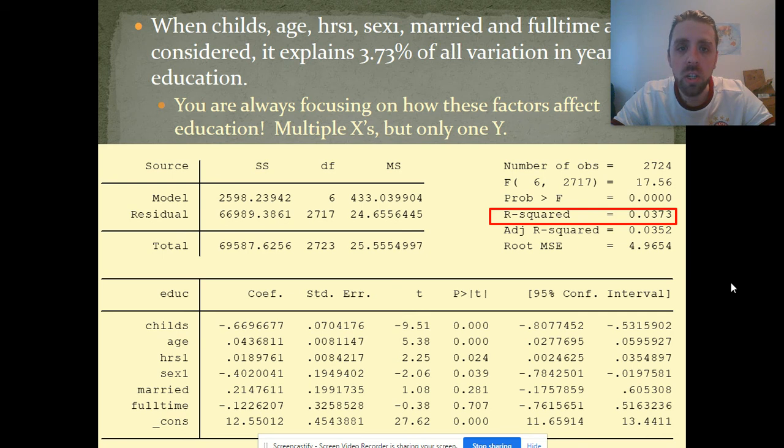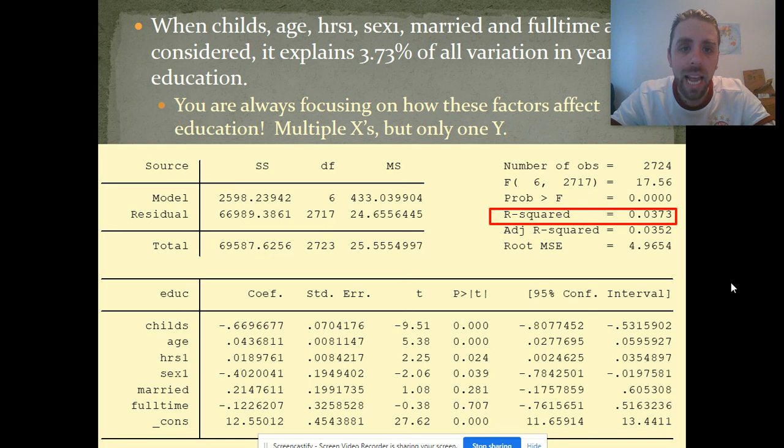So r squared is the total amount of variation in the dependent variable explained by change in the collection of independent variables that you have included. So my r squared is 0.0373 here. Think of that as a percentage. So you will want to move the decimal place 2 spots, and this is now understood as 3.73%.